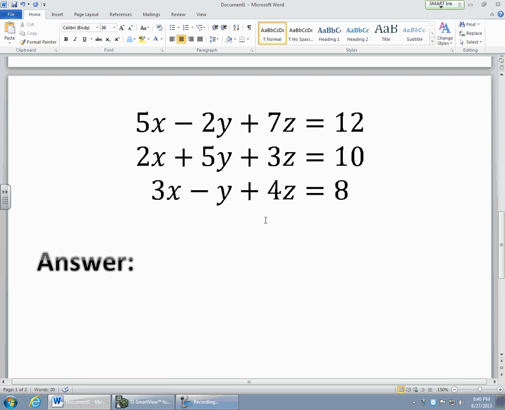If we have this 3 by 3 system, what we're going to do is make a coefficient matrix using the coefficients 5, -2, and 7, along with 2, 5, and 3, and then 3, -1, and 4. So we'll make a 3 by 3 coefficient matrix. And then we are also going to make a 3 by 1 matrix here of 12, 10, and 8.